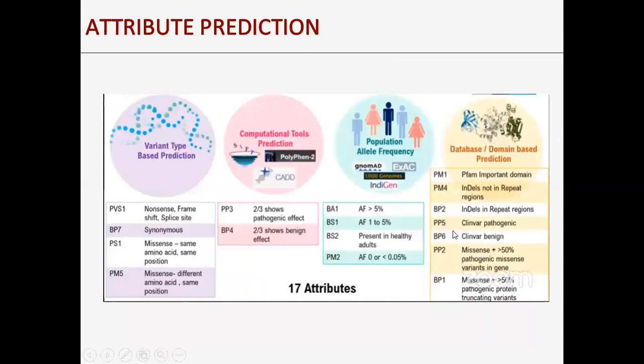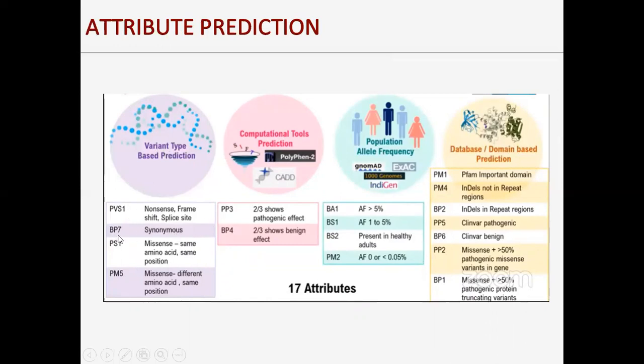So what are those predictions? There are two categories: attribute prediction and literature evidences. Under attribute predictions, there are 17 attributes, and they use variant-based prediction, computational tool prediction, population allele frequency, and database domain-based predictions. Variant type-based prediction means it will classify whether your variant is nonsense, frameshift, or a splice site variant. If the variant is nonsense, frameshift, or splice site, it is classified as PVS1, that is pathogenic.